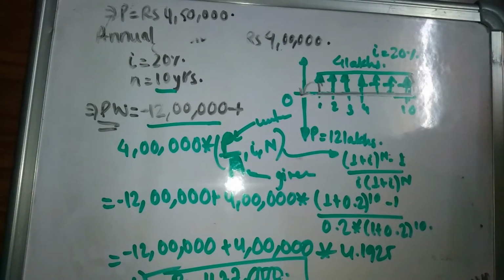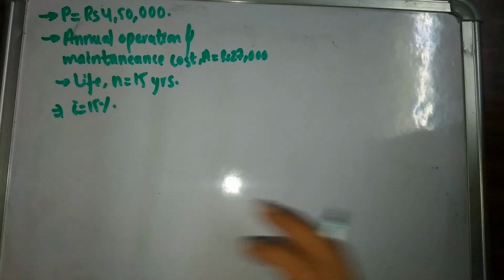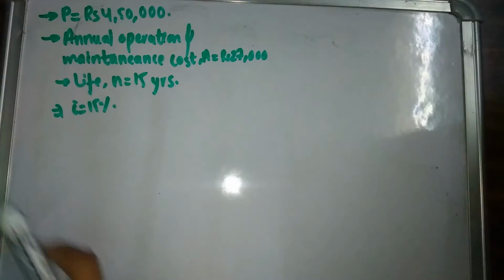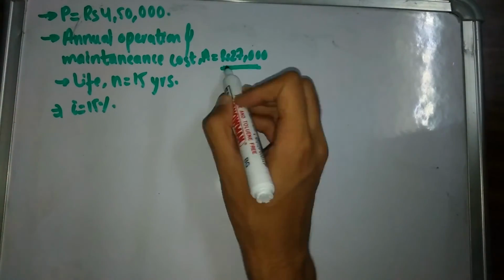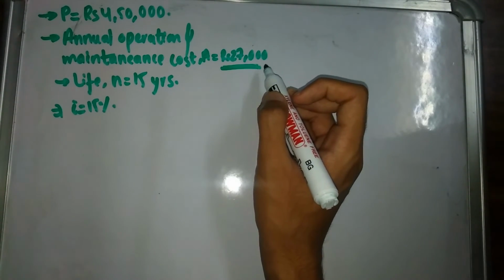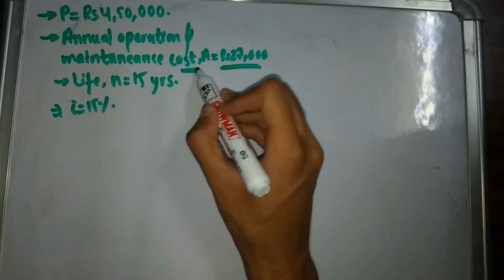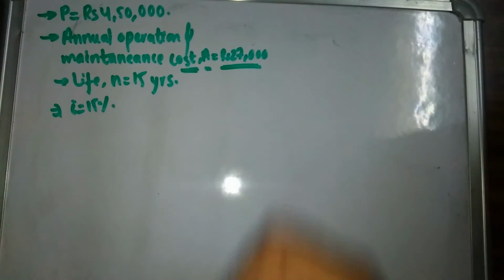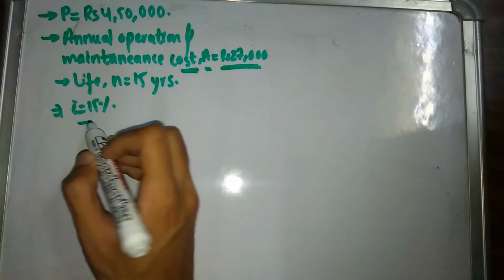So for our cost dominated cash flow diagram, I have my question as: our initial cost P is 4,50,000. I have my annual operation and maintenance cost A equal to 27,000. This is my focus point. As you can see, in the previous question I had my annual revenue, but right now I have my annual operation and maintenance cost. This is definitely going to be my cost dominated cash flow diagram. I have life n equal to 15 years and I have interest rate 15%.